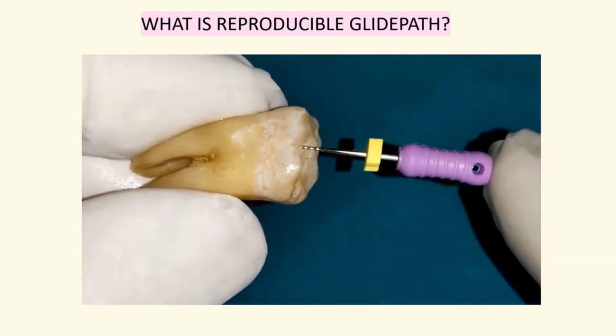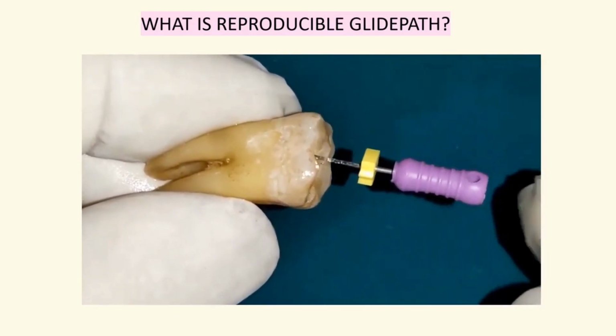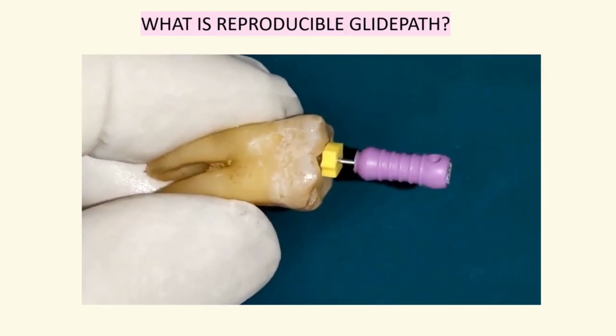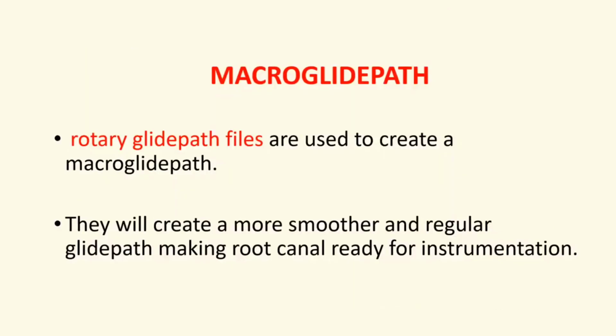This is a small video showing a reproducible glide path. The file is pushed from the coronal orifice to the apical terminus very easily with light pressure and several times. There is no interference in the path of the file from the canal orifice to the apical terminus. This is a reproducible glide path.